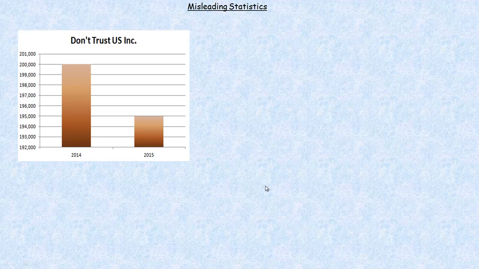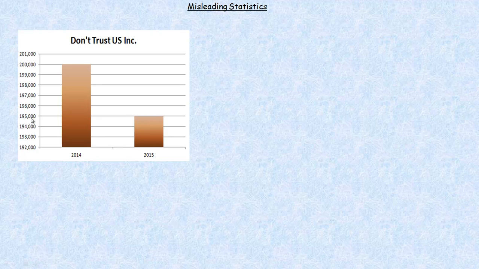So we're going to talk about misleading statistics in the last part of the tutorial here. And here's a graphic that is misleading. The reason it's misleading is because the scale doesn't start at 0. It starts at 192,000 and goes up to 201,000.